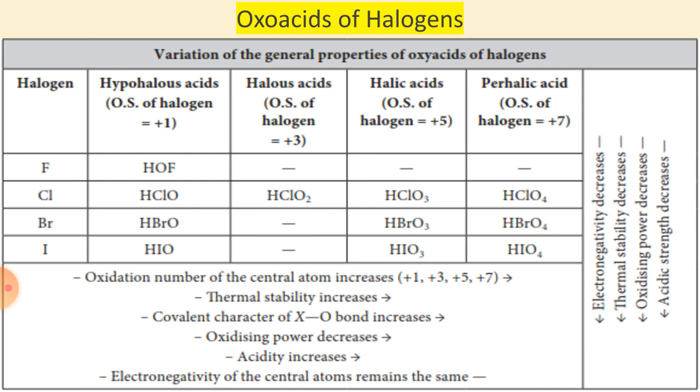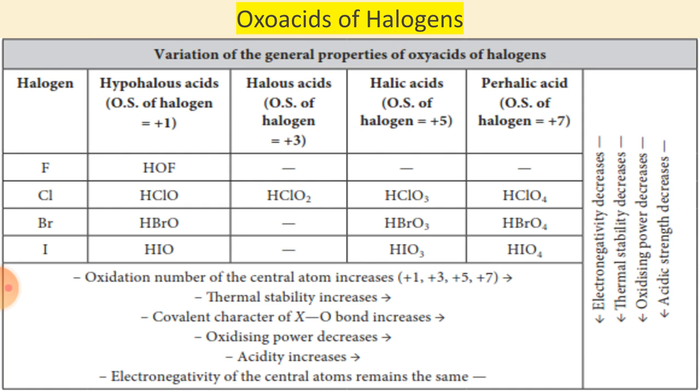So look at the conditions here from left to right. If you are talking about a particular halogen, that is HClO, HClO2, HClO3, HClO4, in this the electronegativity of central atom remains the same. So these are some basic properties from left to right. Now down the group, that means from HOF, HClO, HBrO, HIO, like this. Look at the condition, electronegativity decreases from fluorine to iodine.